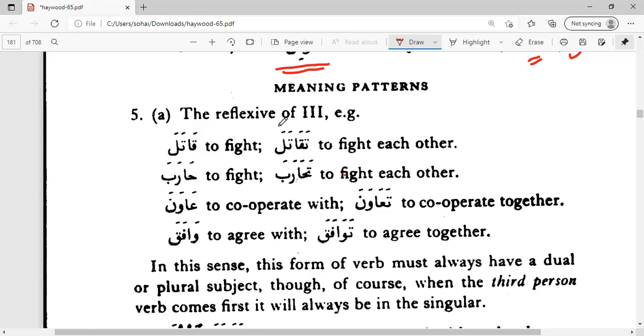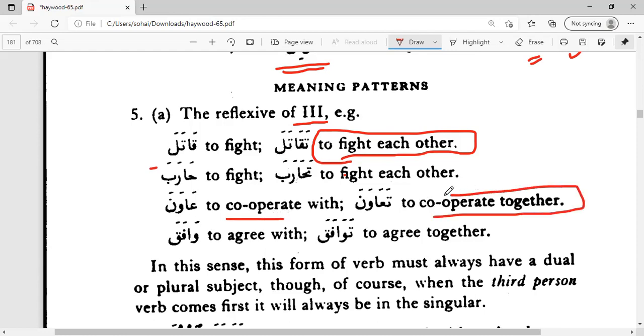So meaning pattern, which is good to know. The reflexive of form 3. Qatala meant to fight. Taqatala means to fight each other. So you are involving yourself in the action. Haraba means to fight as well. Taharaba, to fight each other. Awana means to cooperate. Ta'awana means to cooperate together.